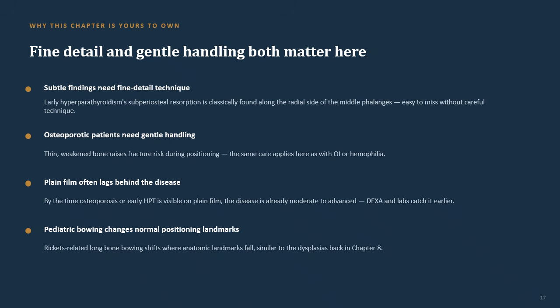The last one is in our pediatric patients, those that have rickets, that pediatric bowing of the legs. We do want to pay attention to those patients because some of our normal positioning landmarks will not be in the same place as for our normal patients. Just like when you went through the chapter, I think it was chapter 8 on dysplasias, where you have patients that have the shorter limbs and also changes in their pelvis and spine. Some of the landmarks might be different. So of course that would require us to change some of our typical positioning that we would do for our average normal patient.